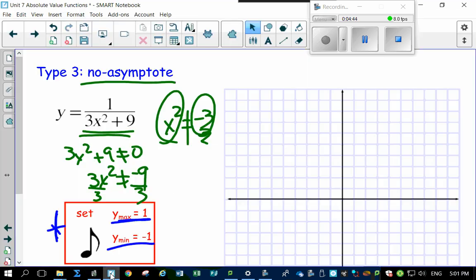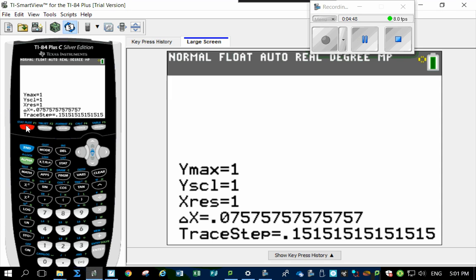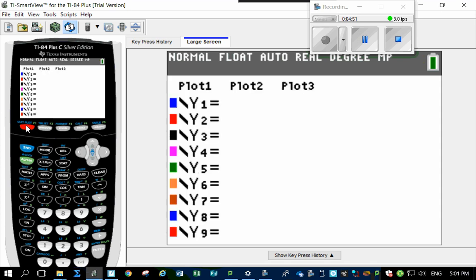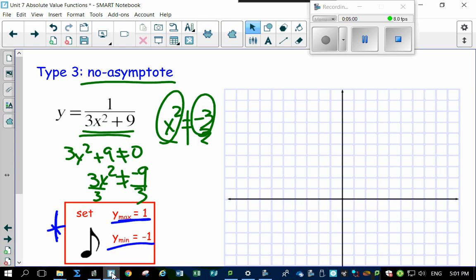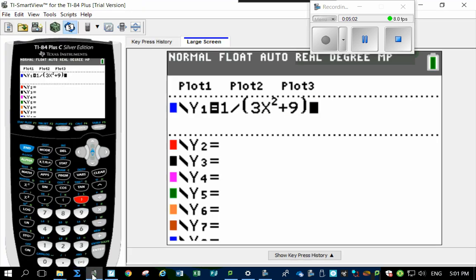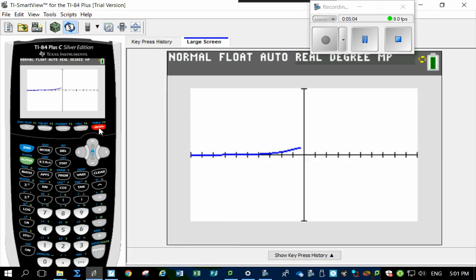Go back to this now and go 1 over 3x squared plus 9. Here we go. Y equals 1 over bracket 3x squared plus 9. Okay, double check to make sure I did it right. Yep. Okay, graph it. Check this out. Boom. That's it. That's all you're going to get. Well, wait a second. Why? Why does it work out to be this? Let me show you what the original graph would have looked like.